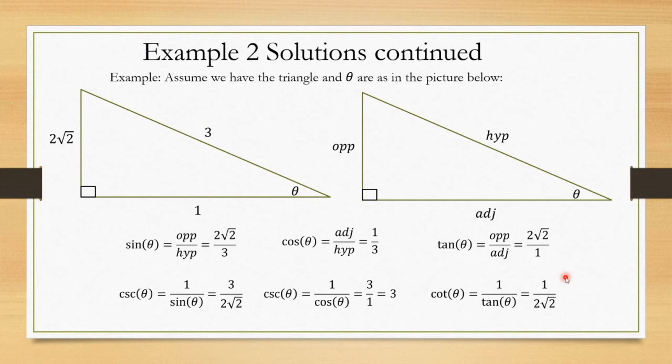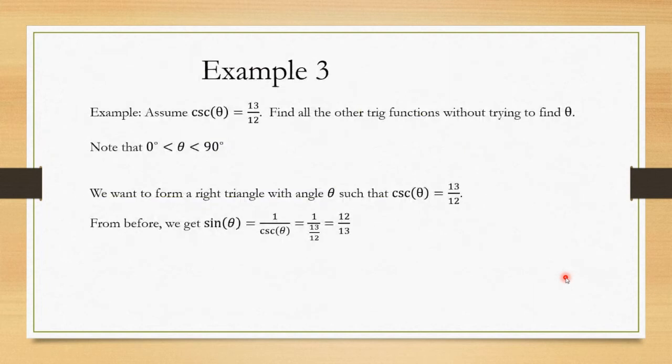Okay, let's do another one. So here we have cosecant of theta. So basically what I'm saying here is that this is 13 over 12. We want to find all the other trig functions.